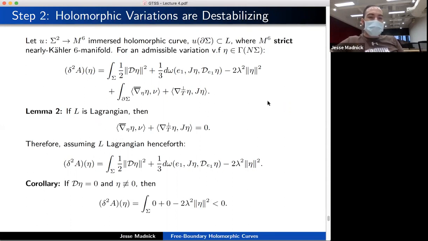And you can see right away that if eta is holomorphic, in the sense that it's in the kernel of D, then the first term disappears, the second term disappears, and you're left with a negative number, assuming eta is not 0. So this shows that, as we hoped several slides ago, holomorphic admissible normal vector fields are in fact destabilizing.